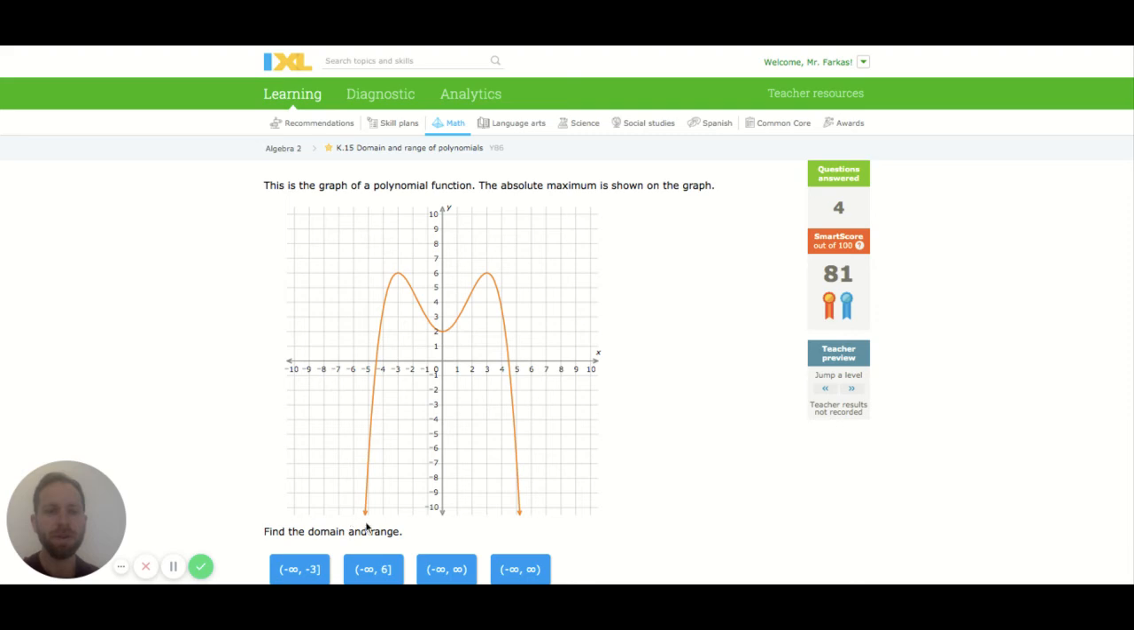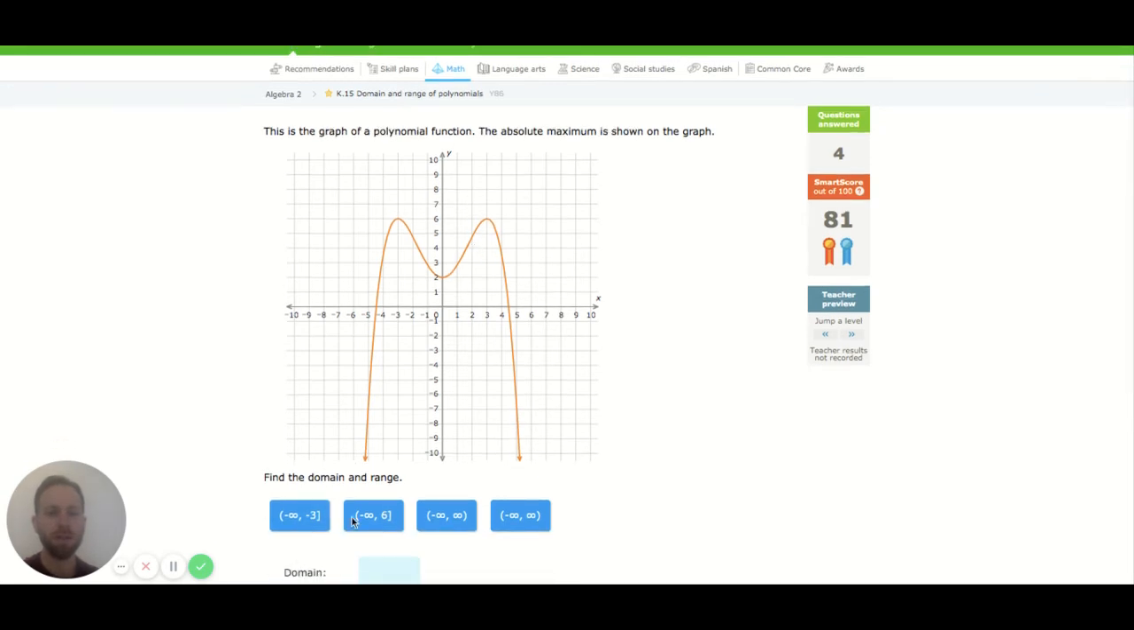All right, so this one looks like a quartic or fourth degree function because it's two parabolas, right? x squared and x squared, x to the fourth power. And we know that it's negative because it's pointing down. But we don't need to name it. We just need to find the domain and range.